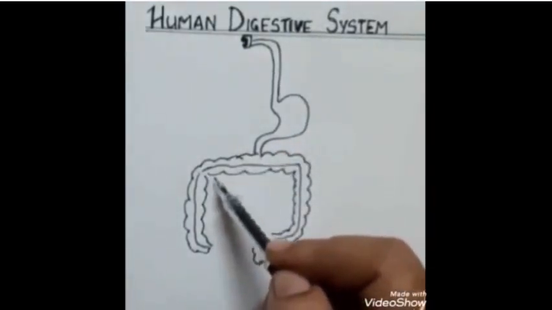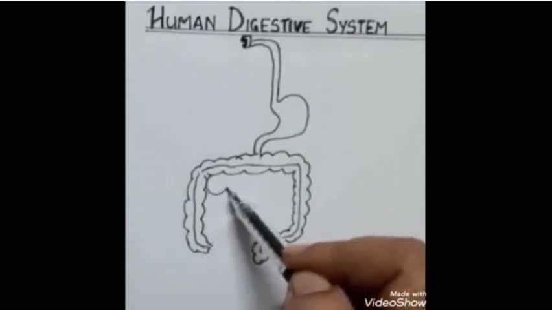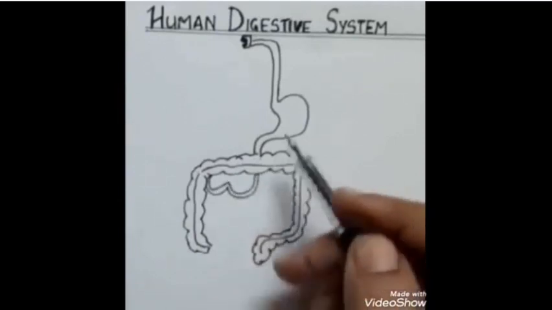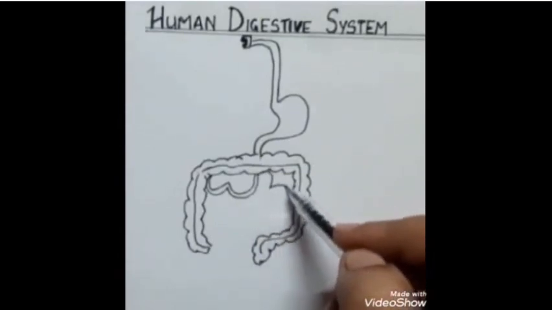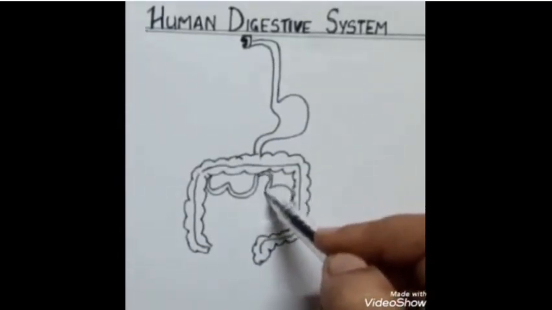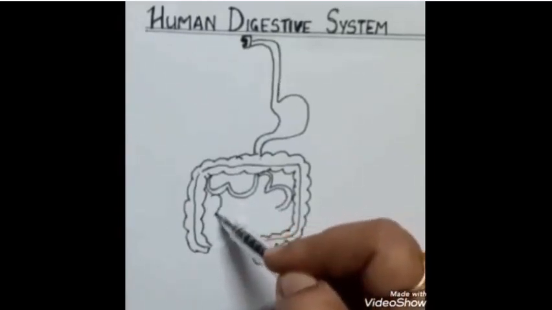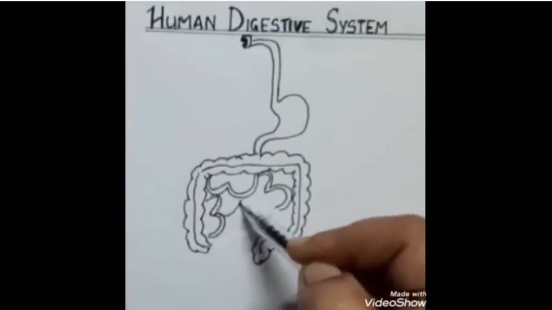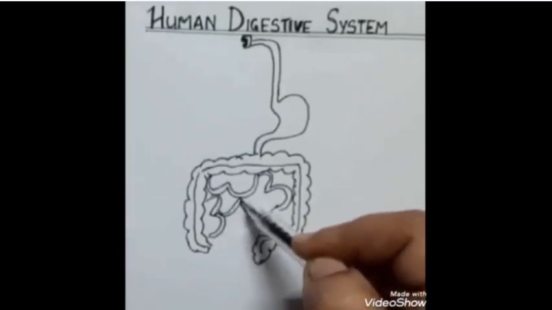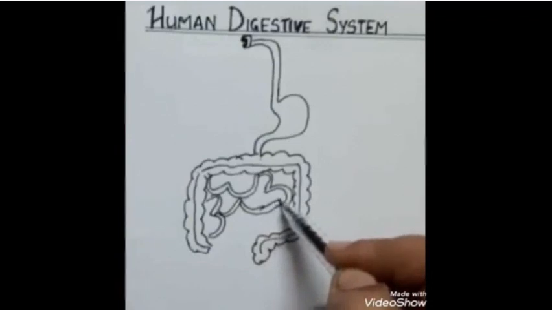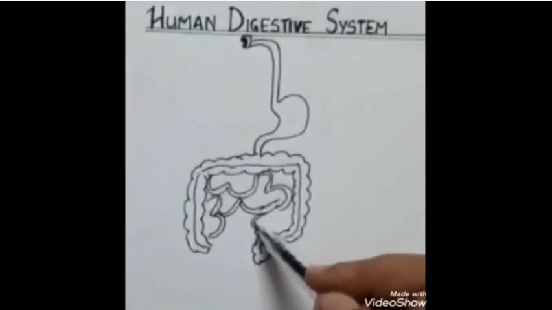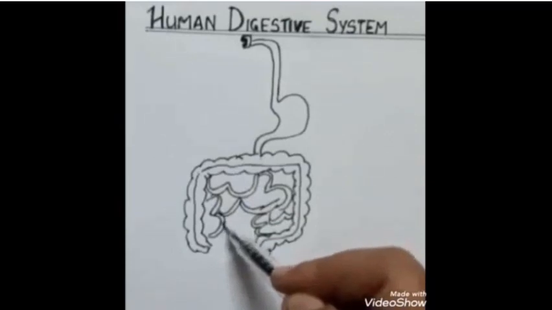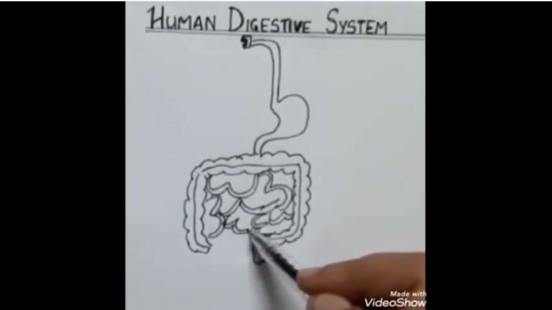For the small intestine, children, we'll draw these three shape figures and give them an inner lining also. Random three shape figures, and give them the outer and inner linings like this. Because I have seen most of the children find it difficult to draw the small intestine. So this is an easy method by which you can draw the small intestine.